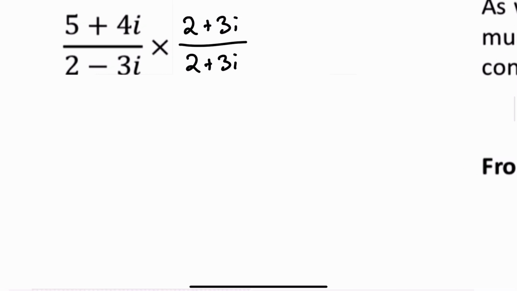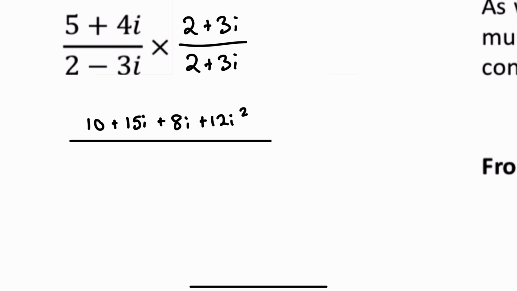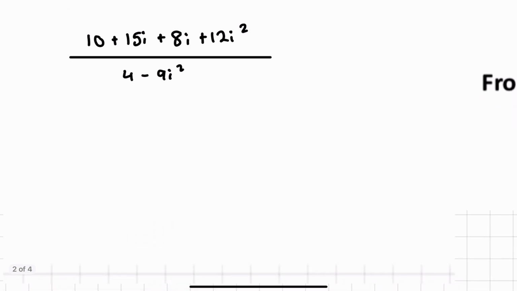So on the numerator, we're going to get 10 plus 15i plus 8i plus 12i squared. And on my denominator, we're going to get 4 minus 9i squared. When we multiply that out, that's going to leave us with 10, and we're going to take away 12. We're going to get 23i.